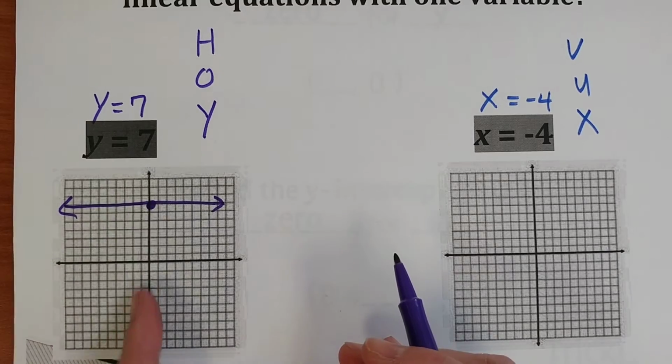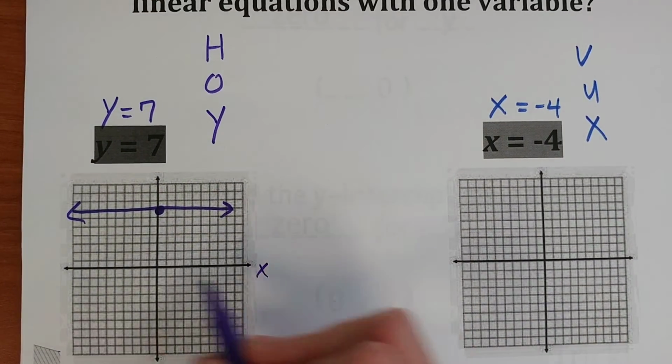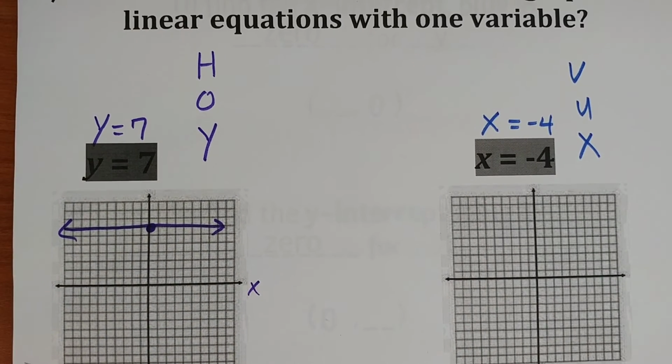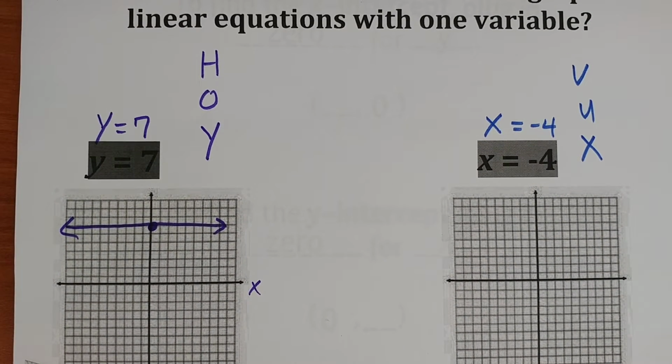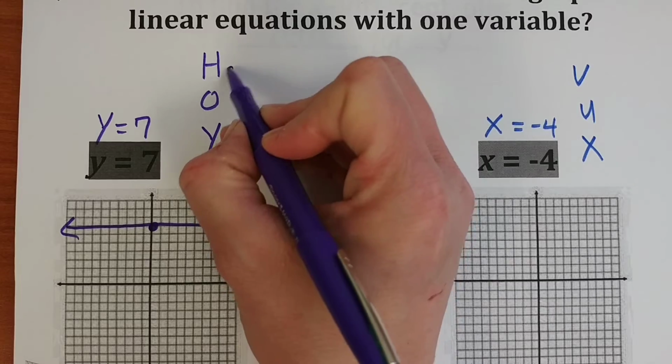Because you see my y-axis like my finger here? The line's only cutting through that. It's not going to ever touch the x-axis because it's parallel with it. So that would be my line. Now, where does HOY come in? Well, HOY, these letters here represent something. This right here is a horizontal line.